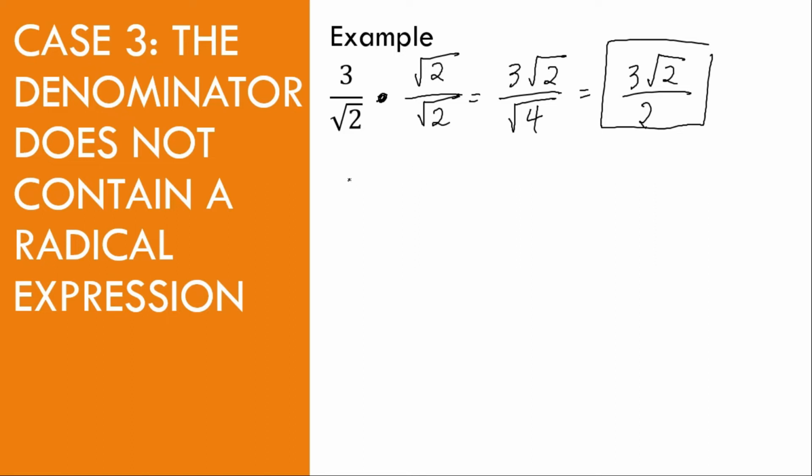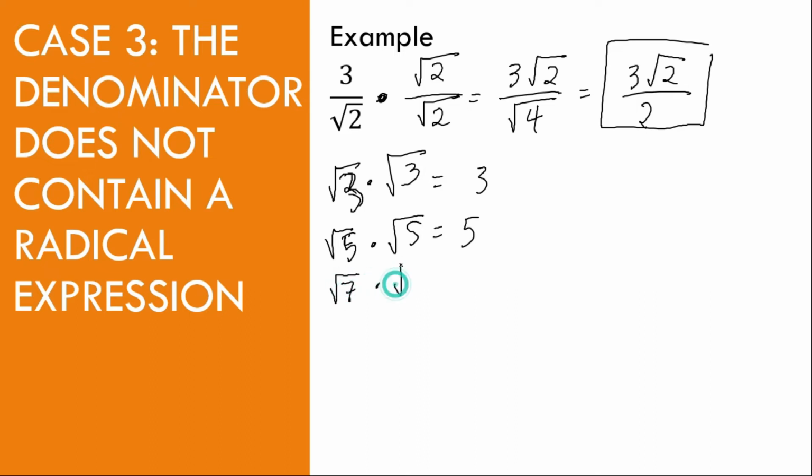Okay, another shortcut. So, kapag may makita kayo na same na radical na square root, for example, you have square root of 3 times square root of 3, it will become 3. Square root of 5 times square root of 5, it will become 5. Square root of 7 times square root of 7, that will become 7.